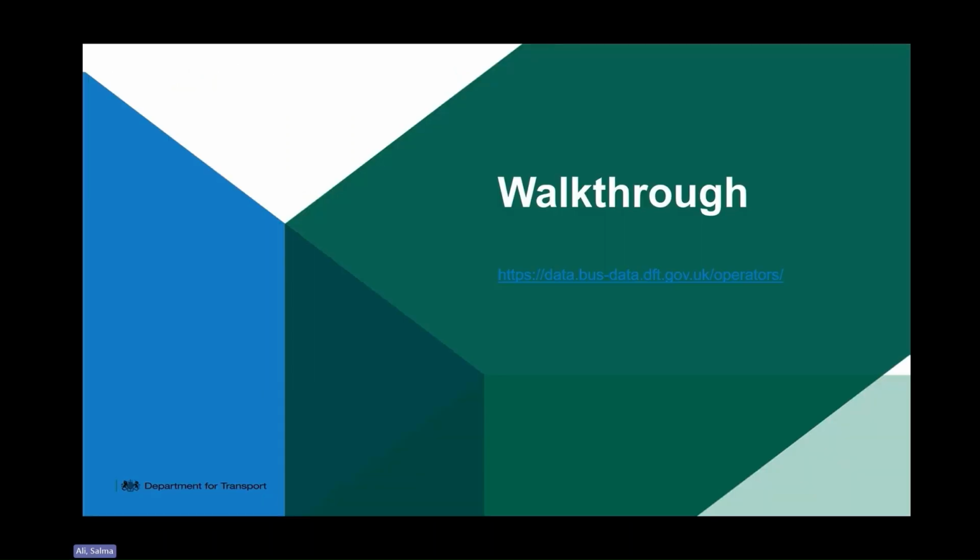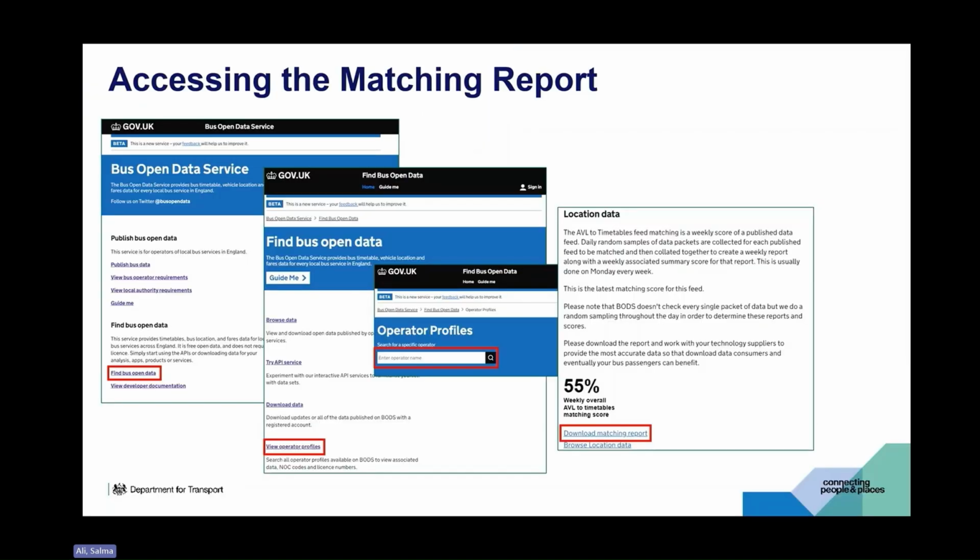So in terms of a walkthrough of the matching report and how to navigate to it, as you know, your matching reports are on your operator profile. In terms of navigating towards that, you'd click on Find Bus Open Data, click on View Operator Profiles, search up your operator's name, and then in the location data section of the operator profile, you'll find your weekly average score along with a download link so you can download the matching report.